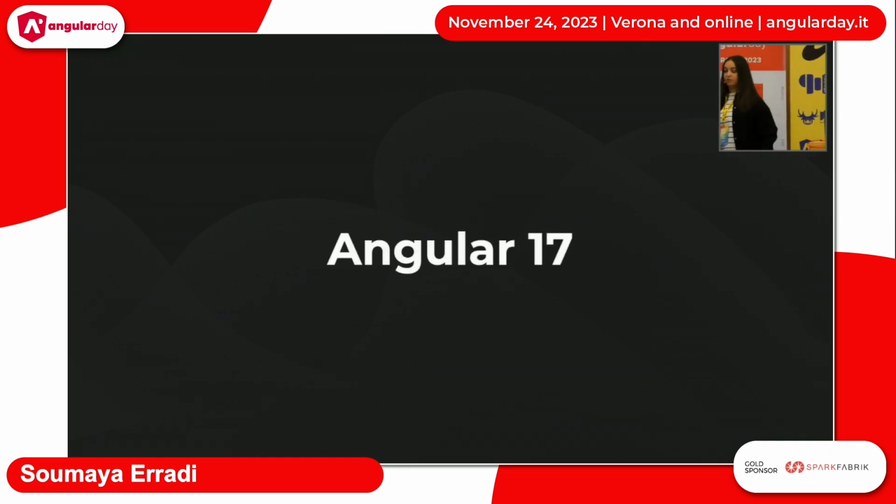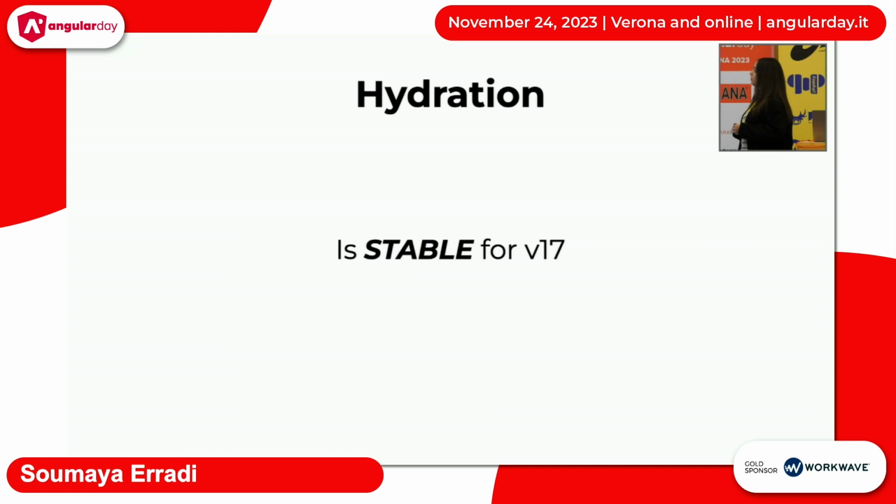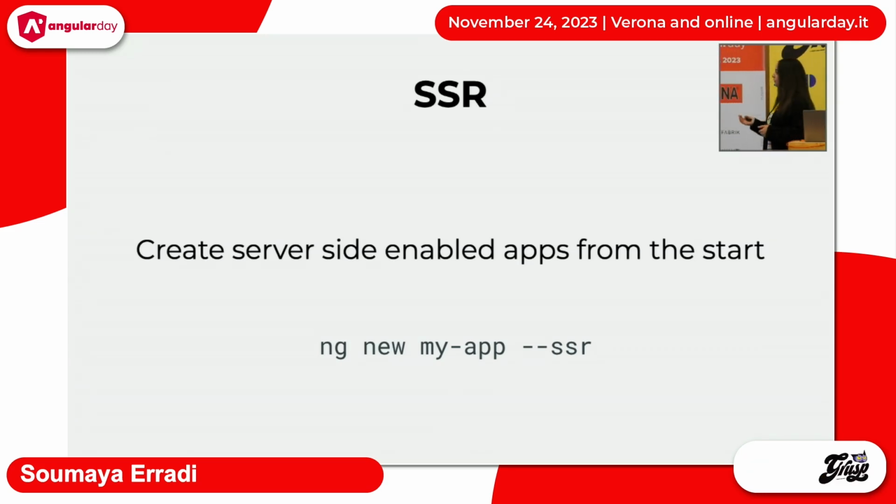So a couple of weeks ago, Angular 17 was released, and with our beautiful new logo, we actually had some improvements for hydration. They worked so much on hydration because it's a trend for front-end now. All the other JavaScript frameworks work so much on server-side rendering, so people were asking Angular to improve hydration and server-side rendering. So hydration now is stable for version 17. And now we have the possibility to create our server-side enabled application from the start, just adding the SSR flag.